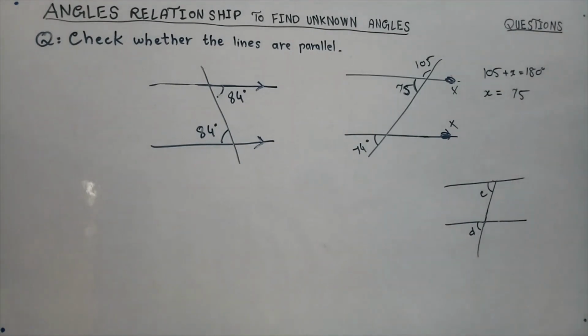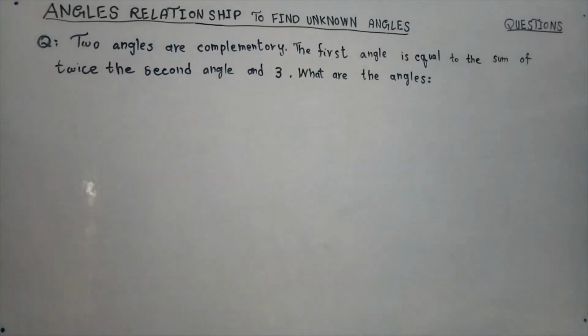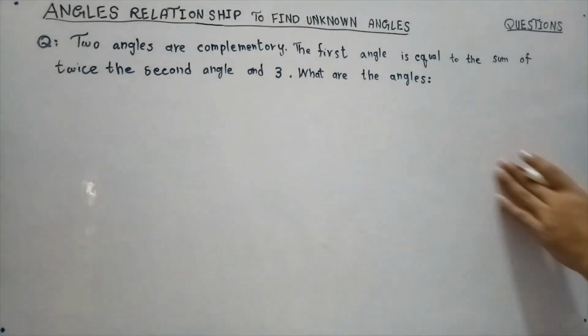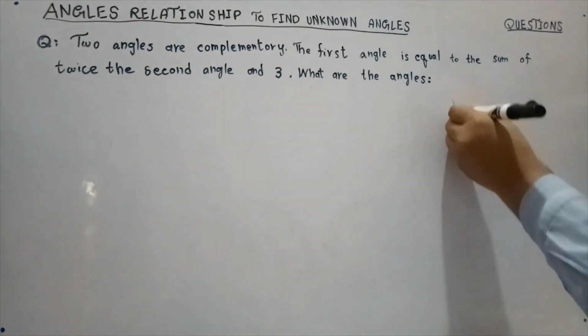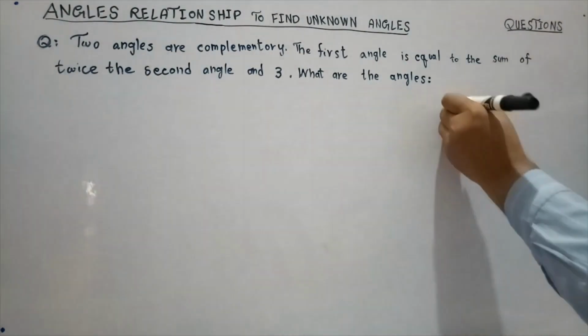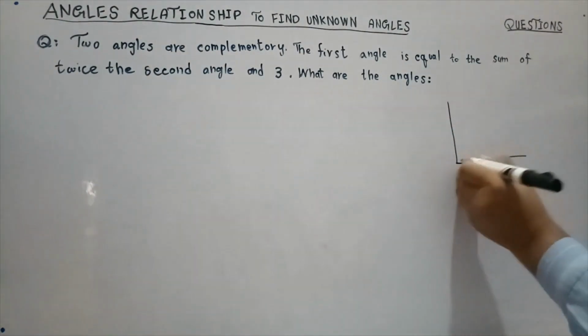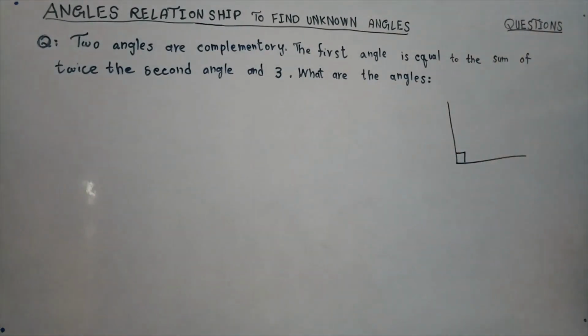Clear? Now we will see one more question. Here we have our next question. The question is, two angles are complementary. What does this mean? It means that the sum of two angles is equal to 90 degrees. So we have just like this: here we have 90 degrees as the sum of two angles.